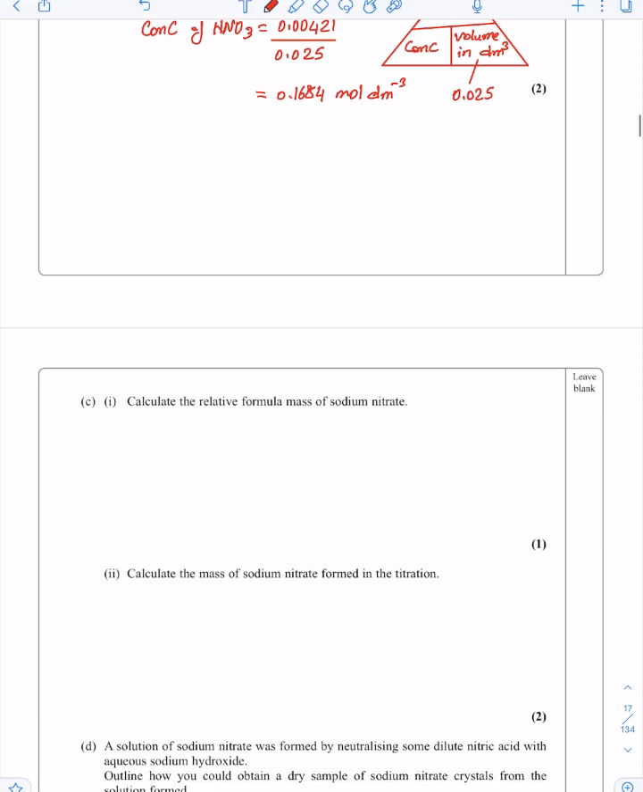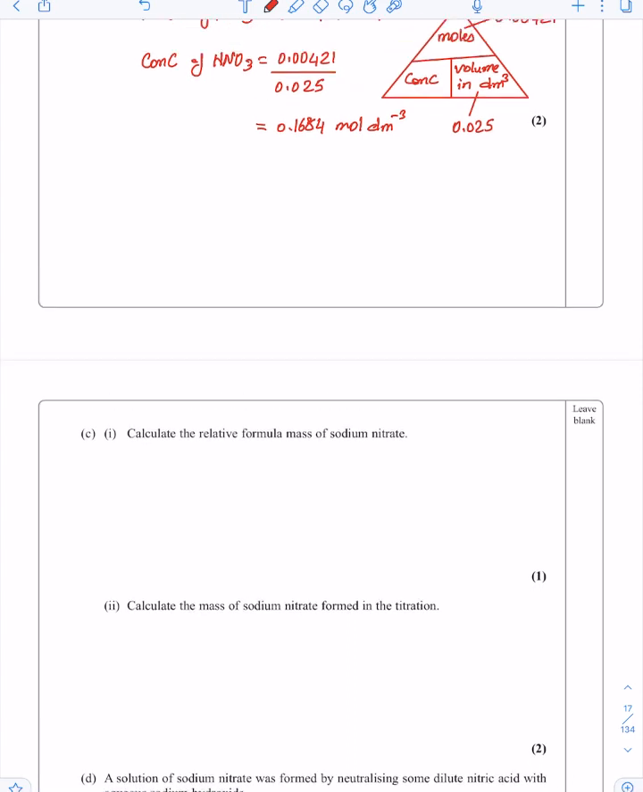Then we have C I. Calculate the relative formula mass of sodium nitrate. To get the Mr of sodium nitrate, NaNO3, I add 23, the atomic mass of sodium, plus 14, the atomic mass of nitrogen, plus the atomic mass of oxygen, which is 16, times 3. All of that comes to 85.